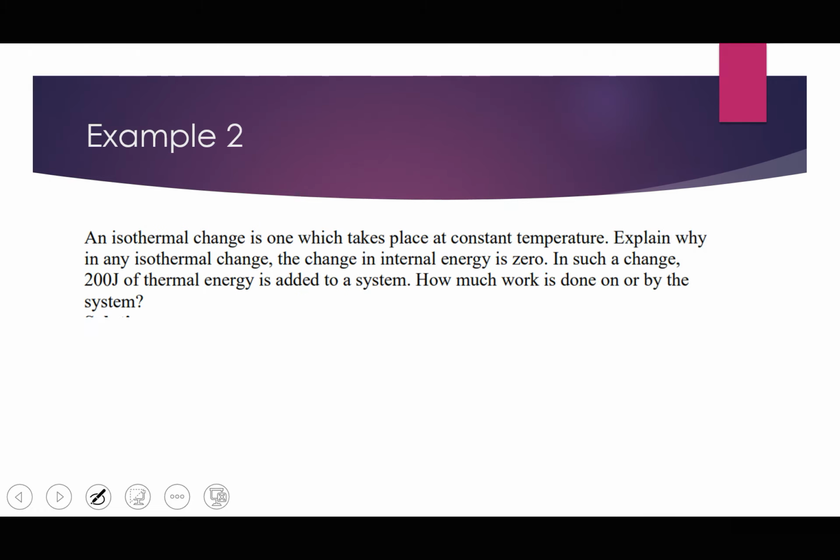Okay, next, example number 2, without wasting time. An isothermal change is one which takes place at constant temperature. The word iso means the same, thermal relates to heat. So isothermal is a change which takes place at constant temperature. Explain why in any isothermal change, the change in internal energy is zero. In such a change, 200 joules of thermal energy is added to the system. How much work is done on or by the system?